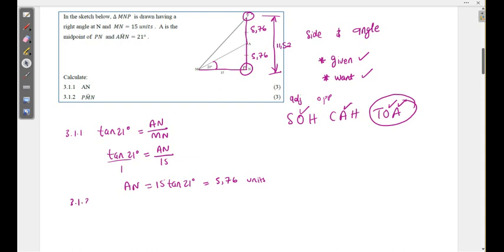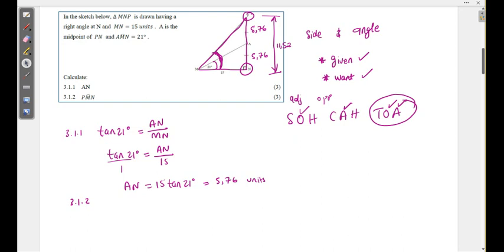Now 3.1.2 then says calculate PMN, right? PMN is which angle? That will be the whole angle there, right? It's in which triangle? It's always important to identify which triangle it is in. It's in triangle PMN, right? Usually the words themselves already give you the triangle you are working on. If they give you the angle in terms of that, it already tells you that the triangle you are working on is PMN.